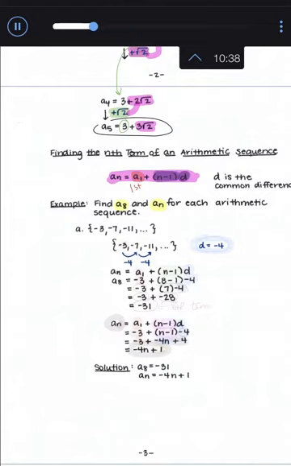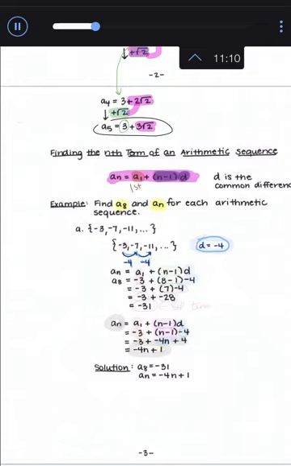To do either one of these, we need to figure out what our common difference is. What's the pattern? To get from the first term to the second term, going from -3 to -7, we add a -4. Then to get from -7 to -11, we again add a -4. So that's our common difference D, -4. That's the thing we're adding each time.